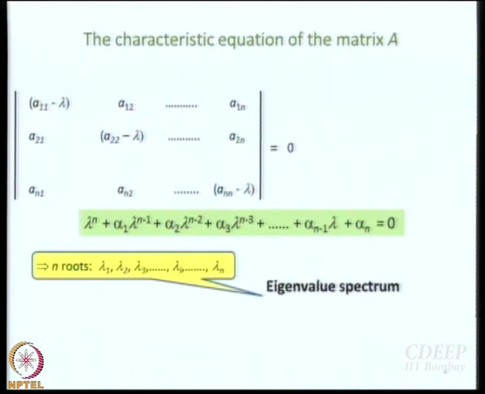Okay. Now, when you expand this matrix, are we all clear that we are going to get on the left hand side a polynomial in lambda of the order n, right? You know how to expand matrices, right? Now, when you equate that to 0, a quadratic equation gives you how many roots? 2 roots. Quadratic means to the power 2.